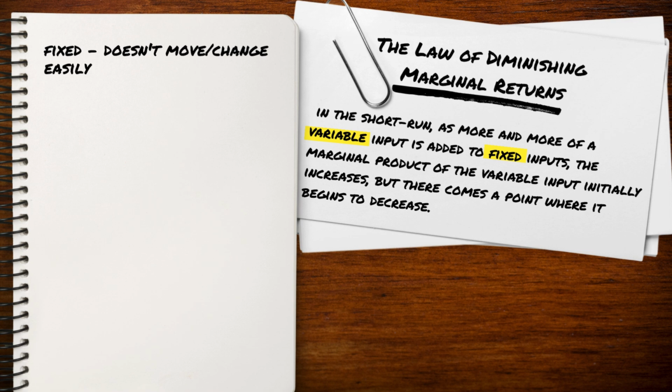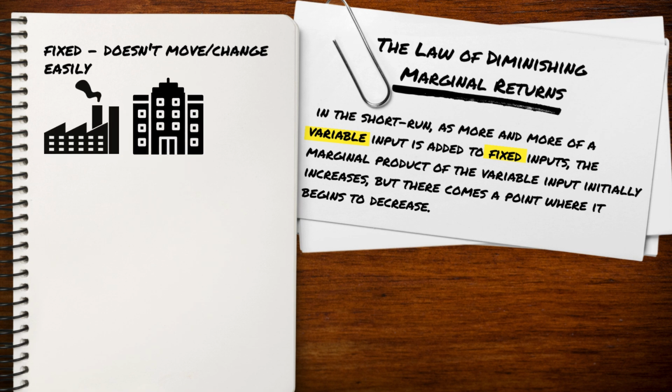What are some examples of fixed inputs? Buildings, factories, expensive machines, things like that. In the pizza restaurant, obviously, it would help a lot if you could build a bigger kitchen, right? But that wouldn't be easy, cheap, or quick. So we could say that the kitchen, the space we used for production, was a fixed input.